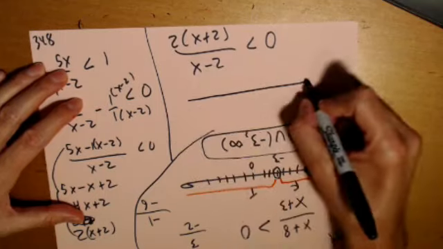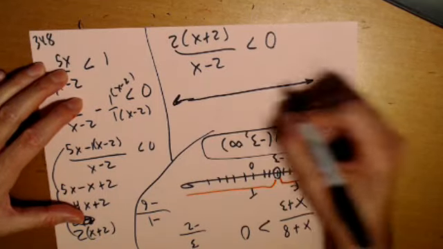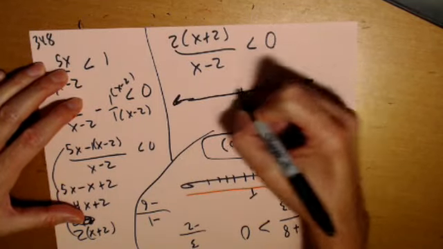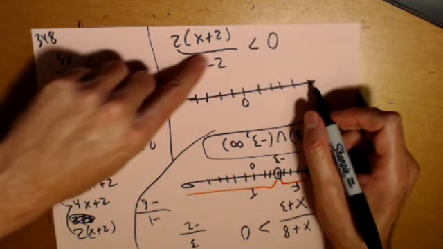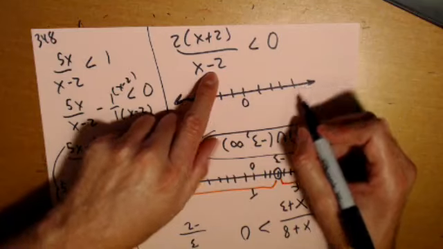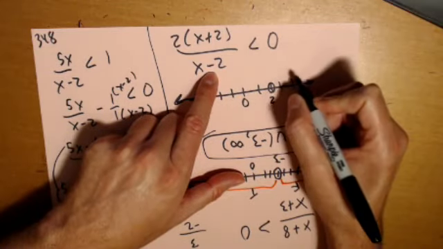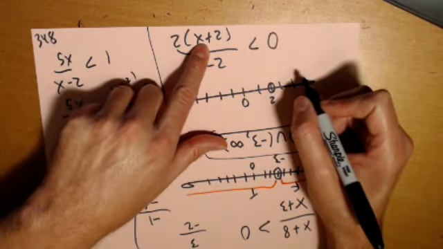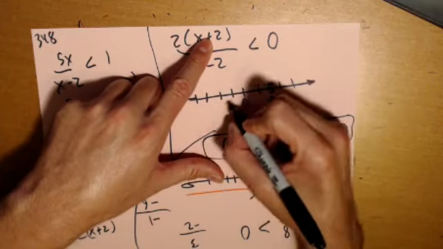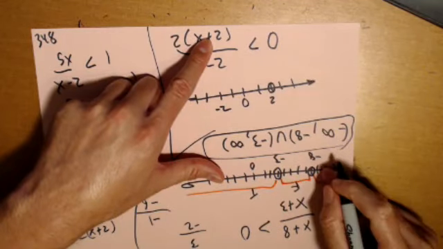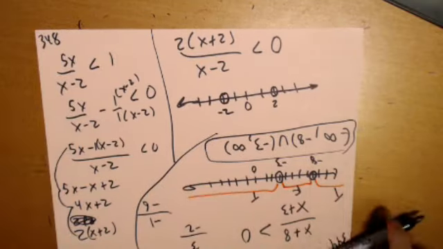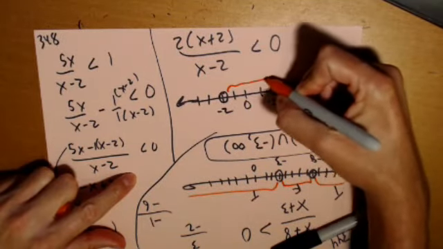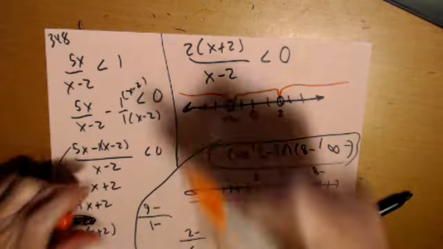So you draw your little number line: 0, 1, 2, 3, 4, and negative 1, 2, 3, 4. The bottom always gets an open circle. So what makes the bottom 0? Positive 2. Open circle. The top, what makes the top 0? Negative 2. Open circle or closed circle? It's not underlined, so open circle.